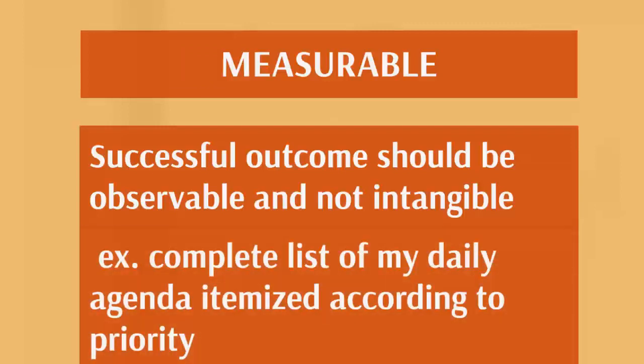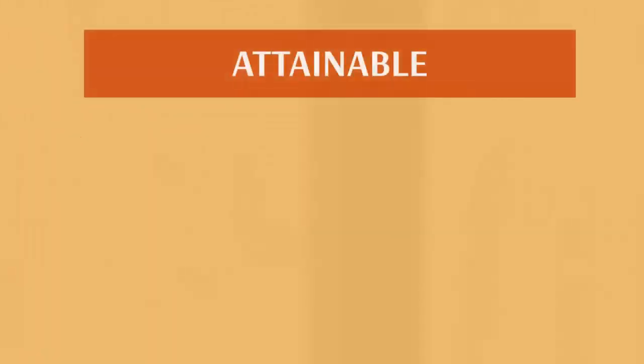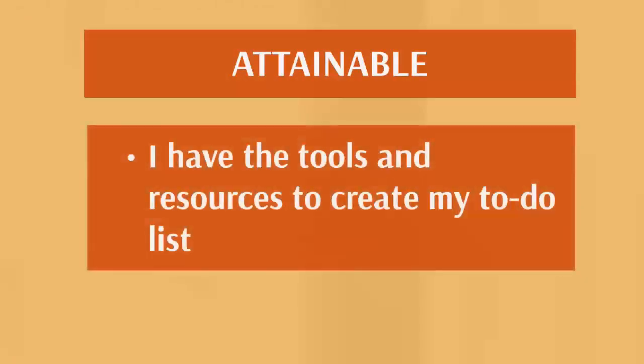So for example, you need to take a look at your complete list of your daily agenda and itemize it according to priority. Using the time management matrix that I showed you in the previous video, which quadrants do those actually belong in? Is it measurable? Then we look at attainable. Is it reachable? Is it something that we can actually reach towards? So what I recommend that you do is you have a list of tools and resources to create your to-do list. So, is it attainable?